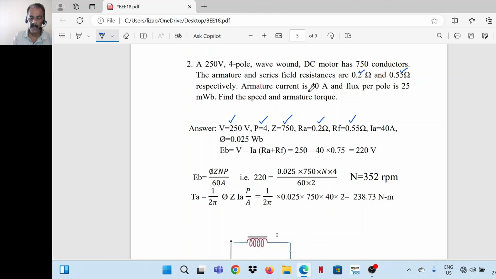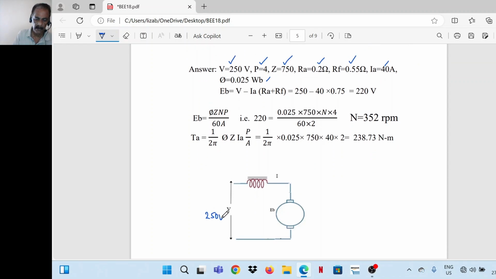Armature current is 40 ampere. There's only one current here. It's 40 ampere. Flux per pole is 25 milliweber, so 0.025 weber. Find the speed and armature torque. Same as in the previous case, but this is a series motor. That's all the difference.